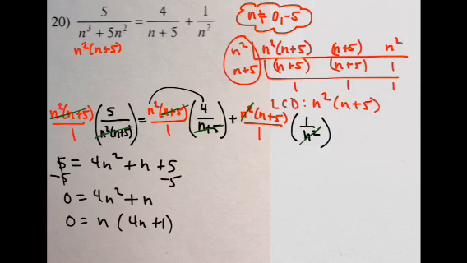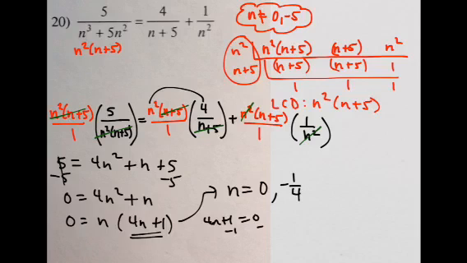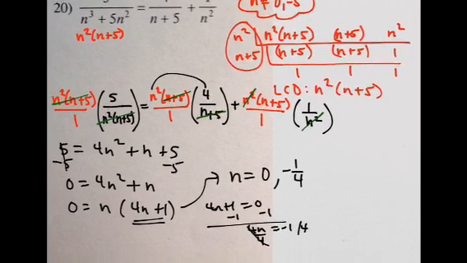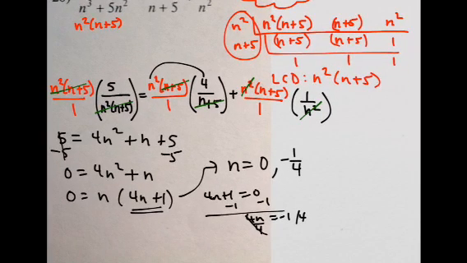Set each factor equal to 0, so this means that n equals 0. And by this one, n equals negative 1 over 4. Because I set it equal, I'll just do it real quick. Set it equal to 0, subtract 1. And so 4n equals negative 1, divide by 4. Okay, now 0 is an excluded value, right? So this one does not count. You can't use it. It's an extraneous solution. So your answer is n equals negative 1/4.